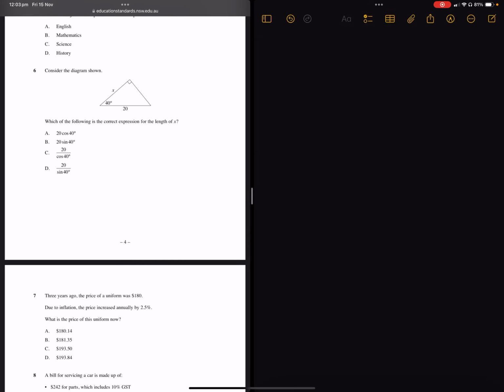Okay, so now we're going to have a look at questions 6 through 10 from the 2024 Standard 2 Maths HSC. So I'll start with question 6. We're given a right triangle, looks like this. This is a right angle, this is 40 degrees, this is 20, this is x. Which of the following is the correct expression for the length of x?